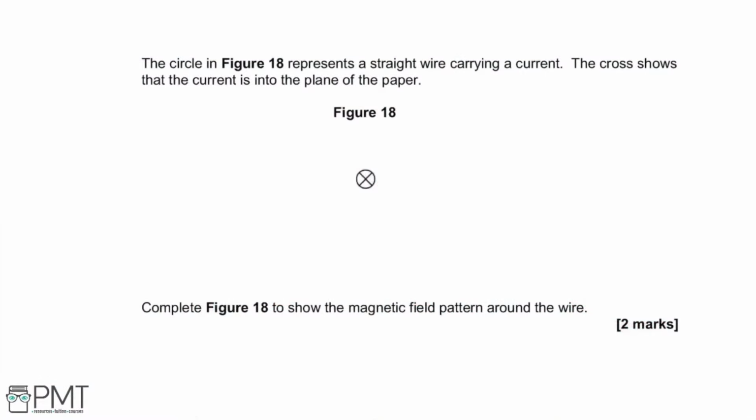The circle in figure 18 represents a straight wire carrying a current. The cross shows that the current is into the plane of the paper. Complete figure 18 to show the magnetic field pattern around the wire.